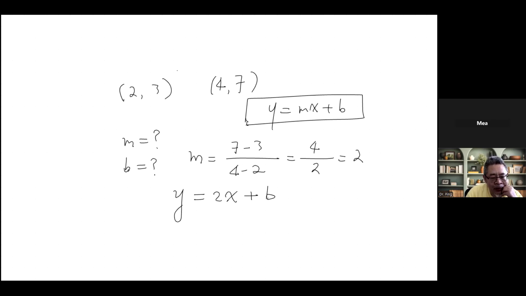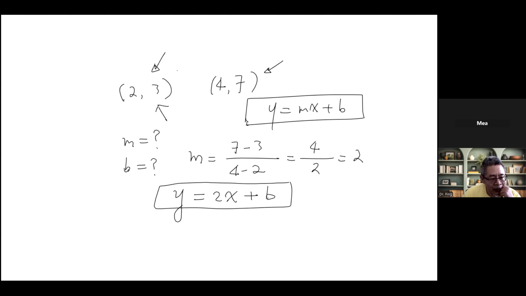Either plug in this number or this number. The reason is that this is an equation for the line, which contains those 2 points. So when you plug in those 2 points, the equation should be true. I'm going to show you both, and you'll see that it doesn't matter which one.